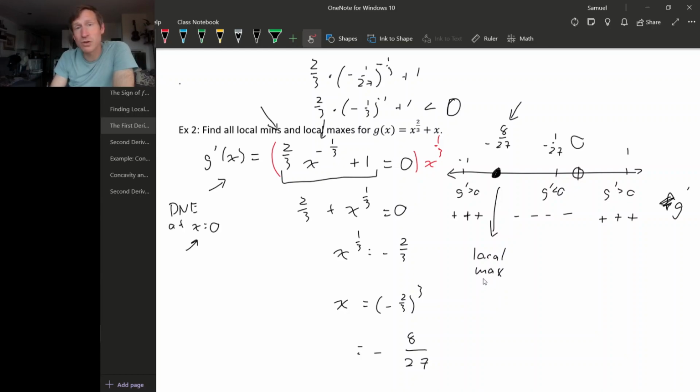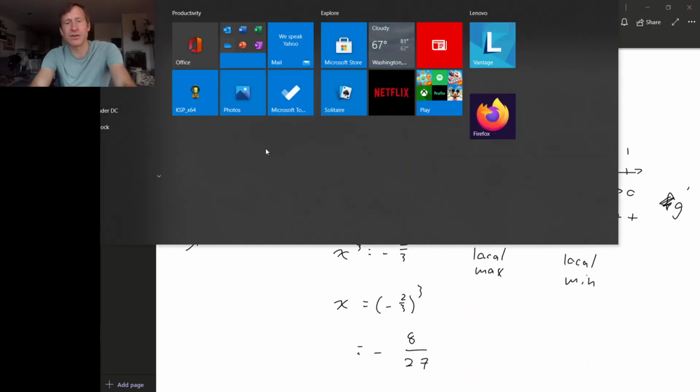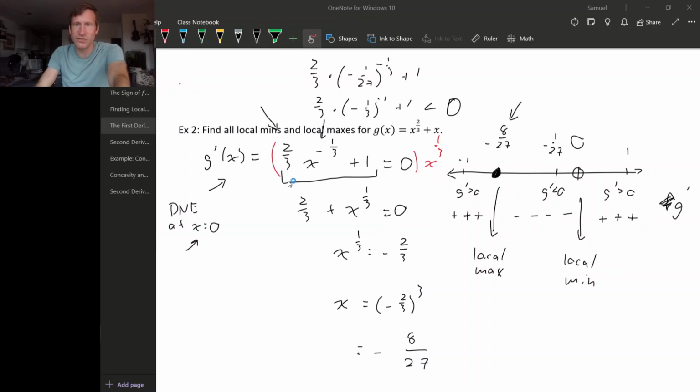And for local minimums, we're looking for places where the derivative switches from negative to positive. And that happens right here. This is a local min. Now, it might be surprising at first that we found a local minimum, even though the derivative doesn't exist at this point. But what's happening here is the original function is defined at x equals 0, but there's something happening at x equals 0 that prevents a derivative from existing there. To see what it is, let's look at a graph. So let's pull this function up on GeoGebra.